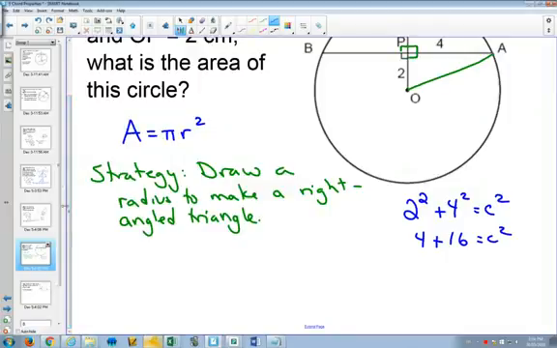I'm guessing 4.5. 20 is equal to c squared. You're not guessing, you should do it. And now we can square root both sides, and you get 4.47. So if you round it, you'll get 4.5.